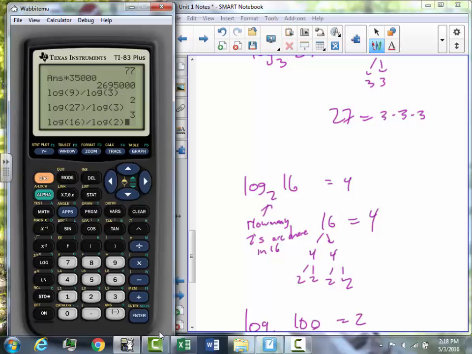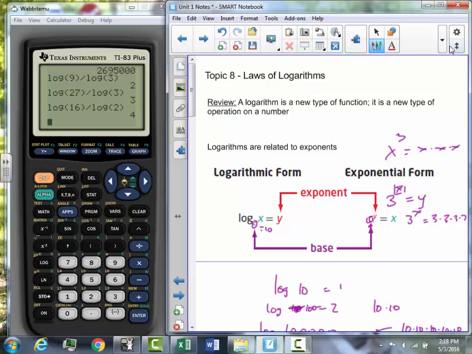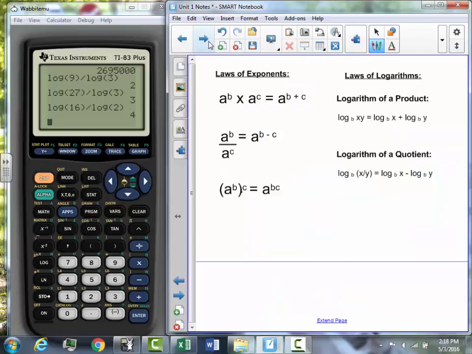This basically, what you're asking your calculator to do is tell me how many 2's are there in the number 16. And the answer is 4. Because 2 times 2 times 2 times 2, 2 to the power of 4 is 16. This is actually on the first page, one of the rules I want to show you at some point, but why don't I skip ahead to where we were here?